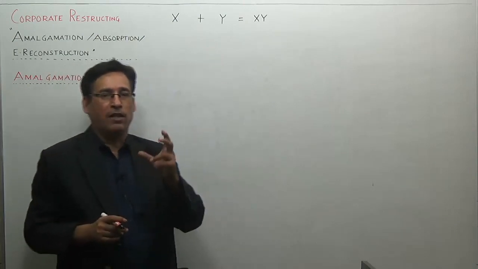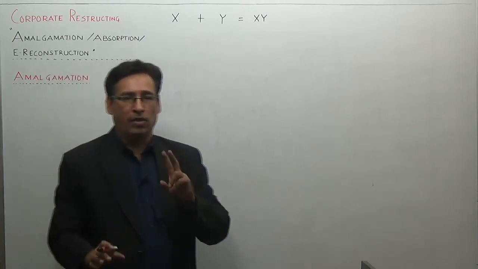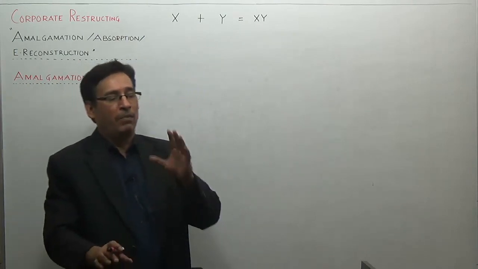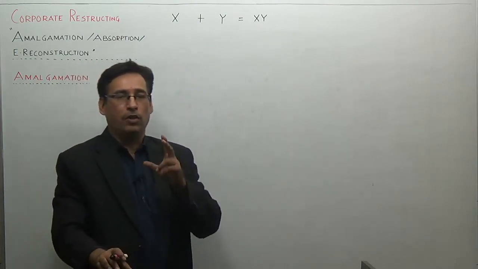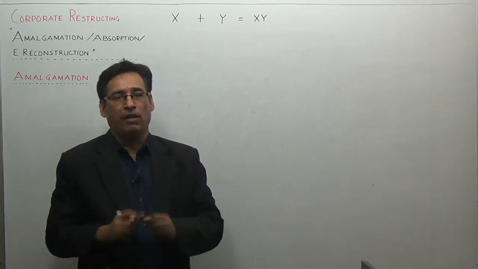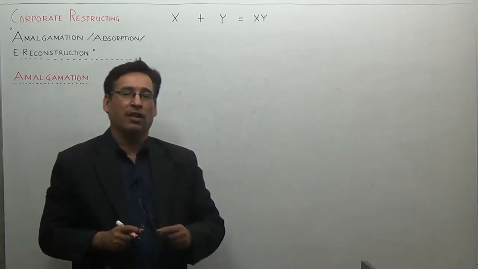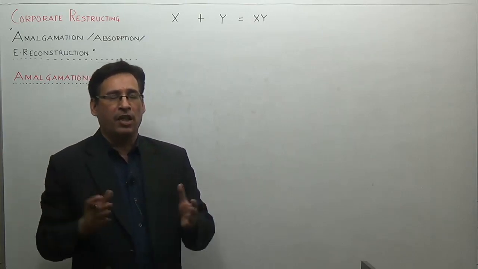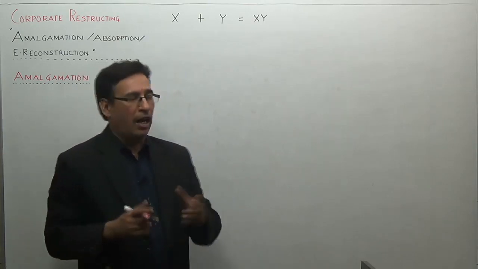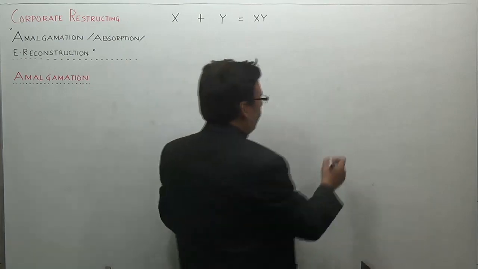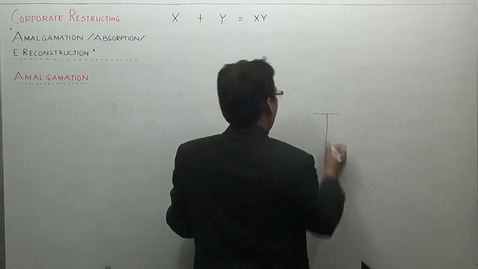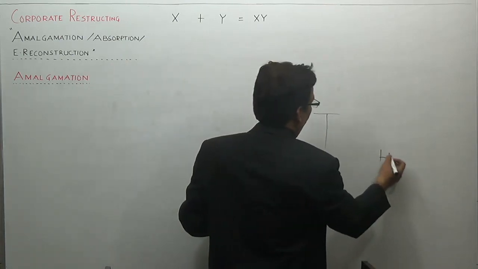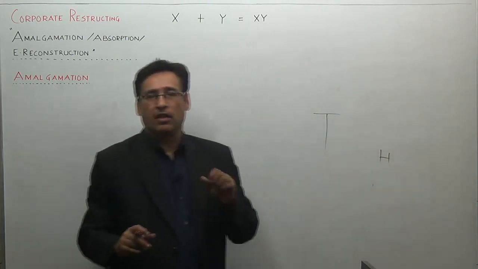It means two vital ingredients of amalgamation are, one, amalgamation is possible between two entities which are equal in financial stature. Remember one thing, don't be confused by the fact that amalgamation cannot take place between Tom and Harry. I do not know whether you have heard this phrase or not. Tom and Harry, it means between two unequal persons.